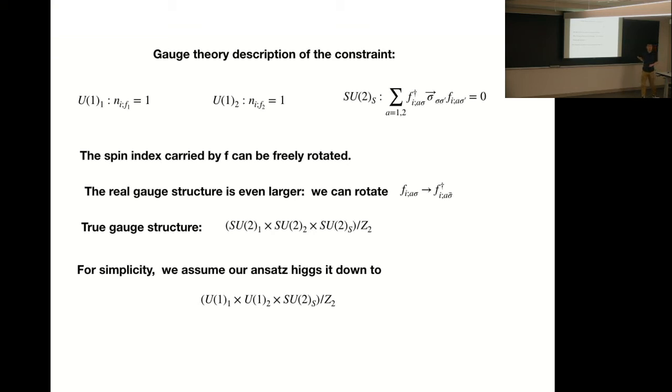Physically, what would happen if you had a triplet condition here instead? I mean, that's not my constraint. Okay, fair enough. That's a state outside of the physical Hilbert space.